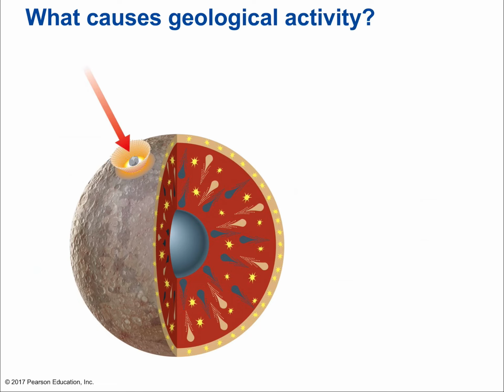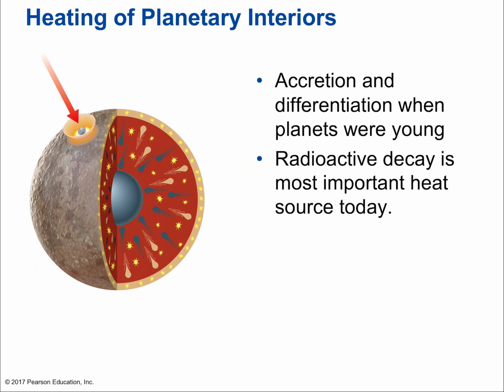So what causes geological activity? How do we have things like moving plates in our case, or even volcanoes and rifts and lava flows and so on? What makes that possible? Well, the heating of the planetary interiors is a key part of that puzzle. Accretion and differentiation when planets were young. If you remember, accretion was a term we talked about in the last chapter. Accretion was the idea of how planets are formed in the first place by rings of dust.